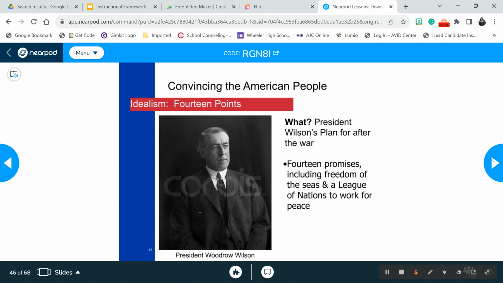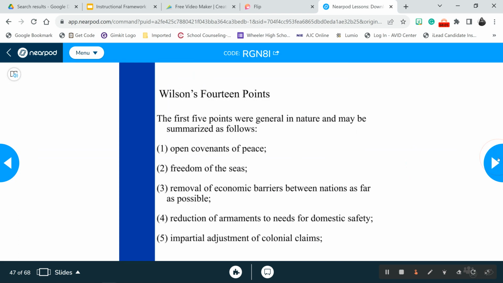Y'all with me still? Okay. That's all it was. I mean, that's straightforward. Let's get into it now, more in detail. All right. The first 5 points were general in nature and may be summarized as follows. All right. Get some popsicle sticks.